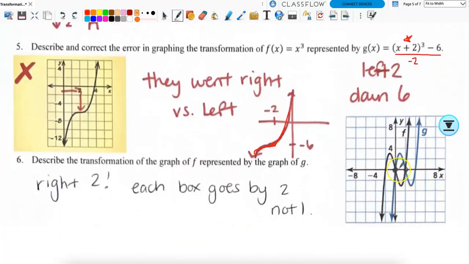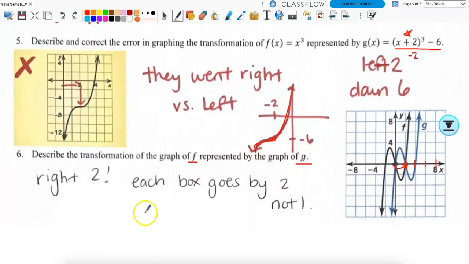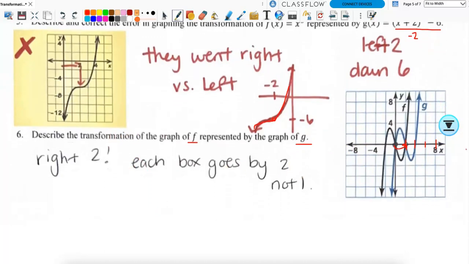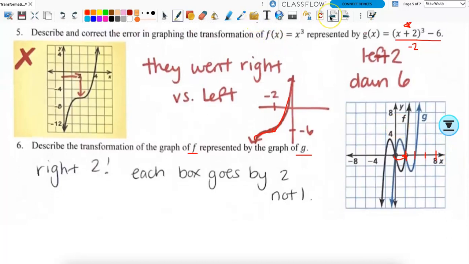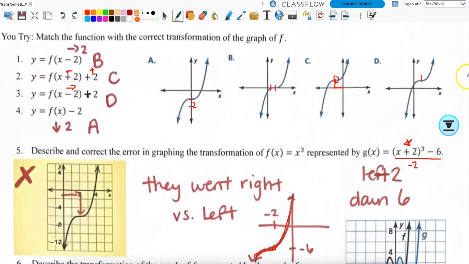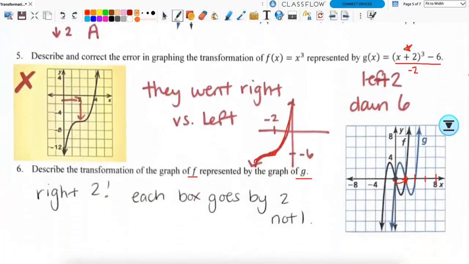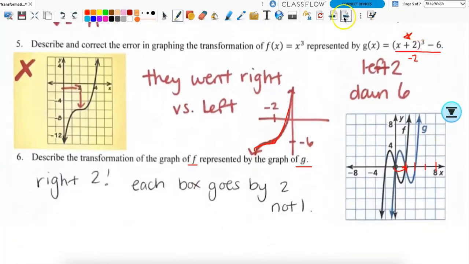Number 6 tripped me up because I forgot that they were going by 2, not 1. So you see 2, 4, 6, 8, and so this graph went to the right 2 because you are going from F to G. So if you said right 1, you just forgot to see that they're counting by 2s. And that is transformations. So let me know if you have any questions, but that's it. So hopefully that should be a nice little review for Module 1, Module 2, and Module 3.